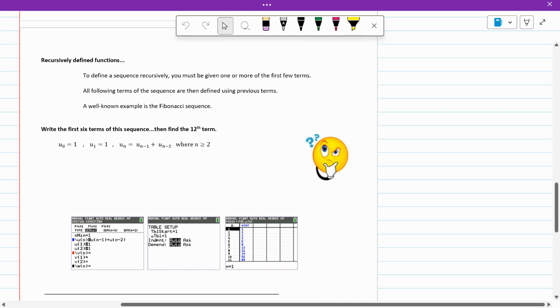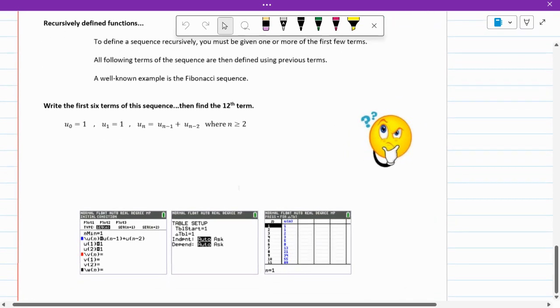A recursively defined sequence is a sequence where you must be given one or more of the first few terms, and all of the following terms after that rely on the previous terms right before it. So let's look at an example.